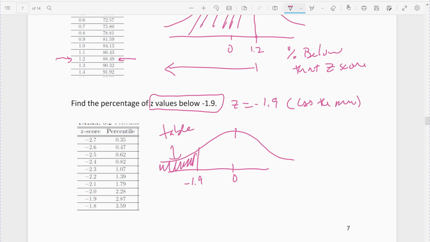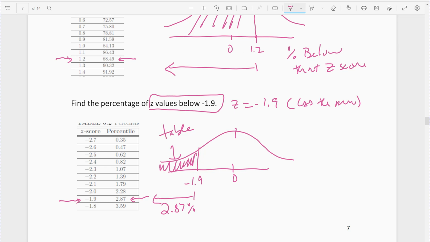So I go look at the table. There's the z-score, negative 1.9. There's the percent. And so again, this percent is 2.87%, meaning all of the z-values below negative 1.9 represent 2.8% of the data set. That's what that represents. So 2.8% below. That's reading the table. The table is the percent below whatever z-score I'm given.